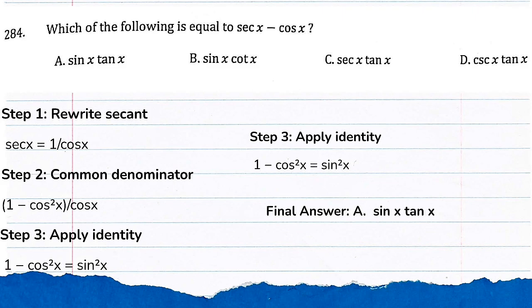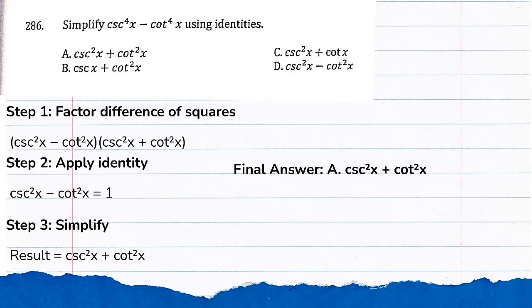So now we have sine squared x over cosine x. Break it apart. That would be sine x times sine x over cosine x. And what is sine x over cosine x? That's tangent x. Therefore, the final answer is sine x tangent x.